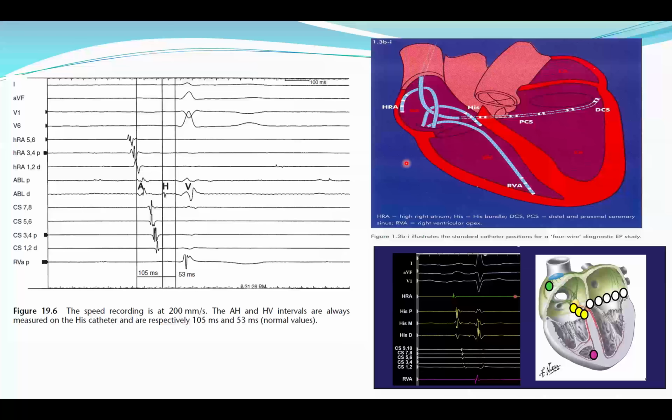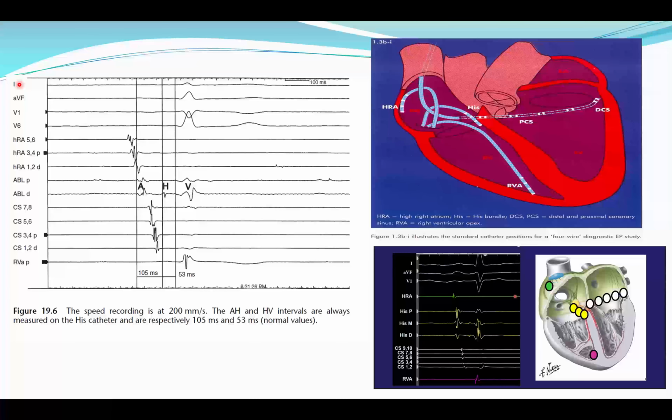So how do you place the catheters? This is the basic recording. Even as an interventional cardiologist, it's better to know about the basic recording. We already discussed this is a CS catheter, RV catheter, His catheter, and HRA catheter. And usually you place at least 3 to 4 surface ECG leads to understand whether QRS is wide or narrow. For example, V1, V6, 1 and AVF.